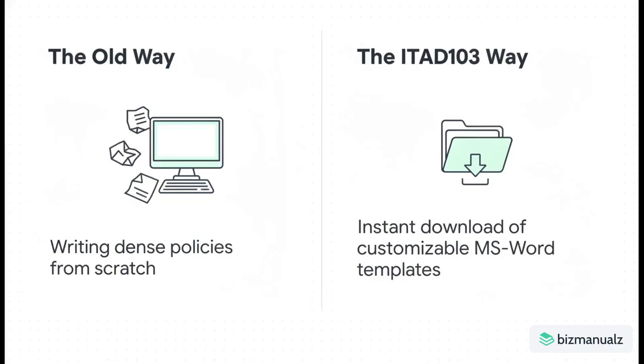So let's take a step back for a second and look at the real contrast here. You essentially have the old way versus the ITAD 103 way. The old way is, well, it's agonizing. It involves staring at a blank screen, writing dense policies from scratch, researching compliance codes, and spending hours just trying to format a decent-looking table. The ITAD 103 way? It's an instant download of fully customizable MS Word templates. You literally just open the file, swap in your company name, tweak it to fit, whether you're a small local business or a massive enterprise, and you're done. It is a massive, immediate time saver.